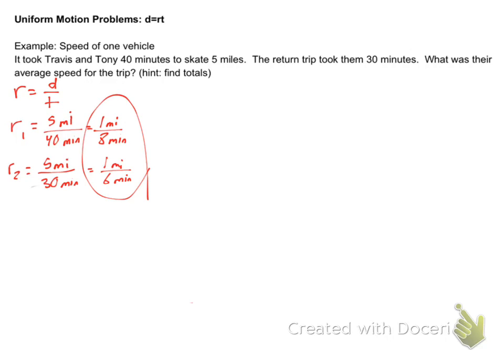But guess what? Let's do it anyways. 1/8 plus 1/6 divided by 2. The reason I'm doing this is because at the end we're going to find out what the real answer is, and we'll talk about the differences and why it's so. Would you guys agree that 1/8 plus 1/6 divided by 2 would be the average of those two rates? That is the average rate, but it's not the average speed for the whole trip.